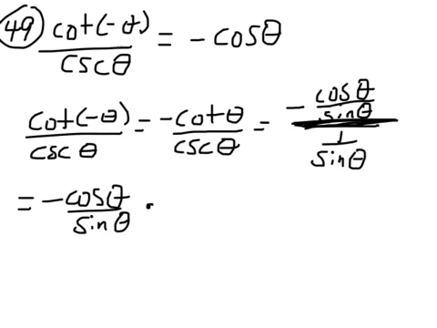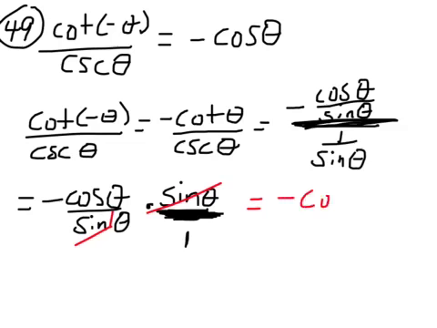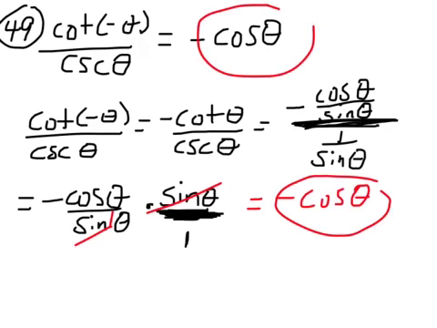And then what do you do with the denominator? You flip it. You take the reciprocal. So it's going to be sine theta over 1. Now these cancel out, don't they? And I've got what I wanted. I've got it equal to negative cosine theta. And so there we've matched it up, haven't we?